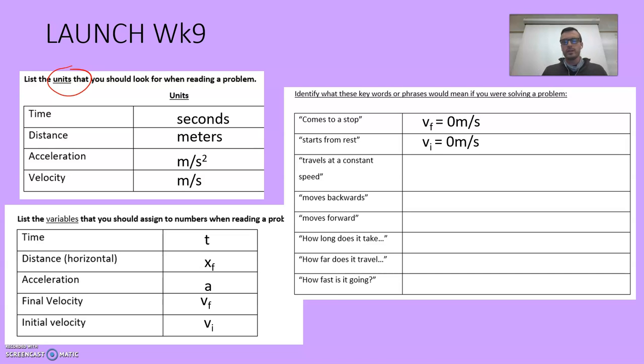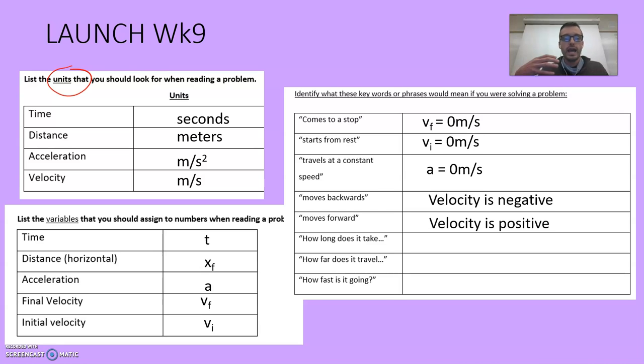What if something says travel at a constant speed? You probably won't see many of those because we're in our acceleration unit, but if you did, it would tell us that the acceleration is 0, because we have no acceleration if you're at a constant speed. Moving backwards would tell you that your velocity is negative. Moving forwards would tell you that your velocity is positive.